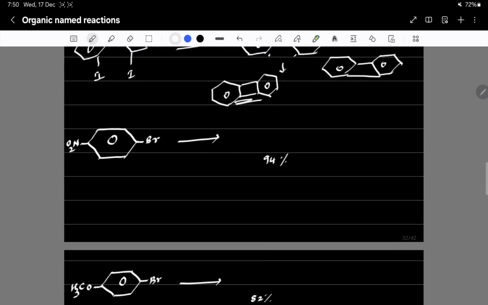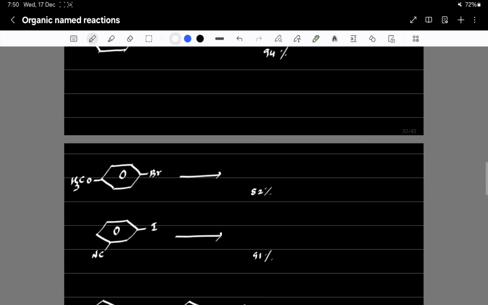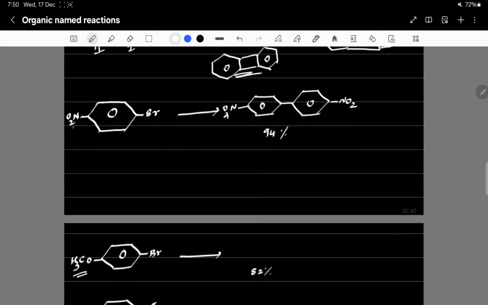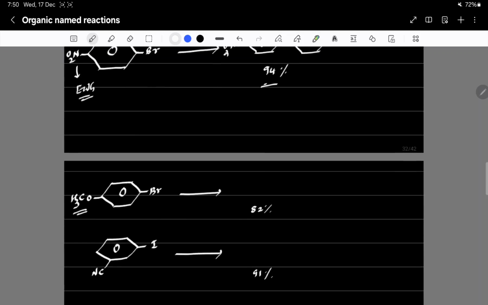Next. If you react with this, the yield percentage will be 94. So now Br is the leaving group. Now this will be NO2 and you will get one more compound undergoing the coupling. So you will get the product, we can write 4,4' dinitro diphenyl derivative. Similarly, if we are using any electron withdrawing group, generally the yield percentage will be more compared to the electron donating group. If you are using an electron donating group, what they observed is the yield percentage is less.